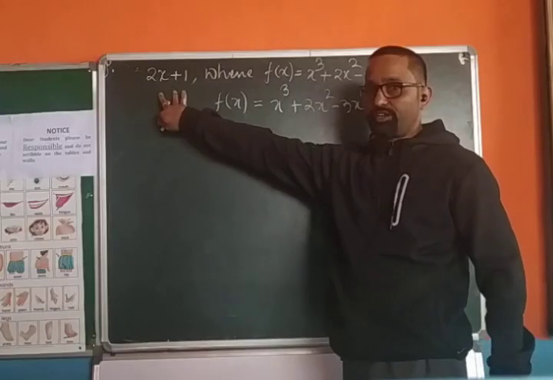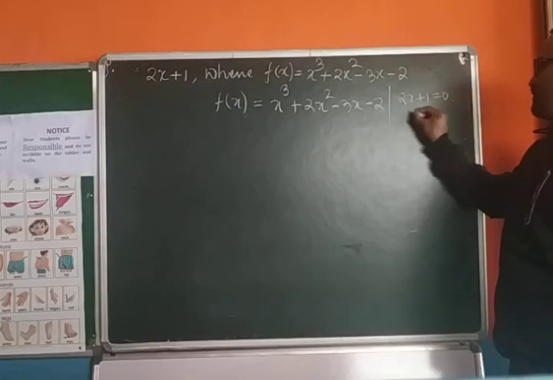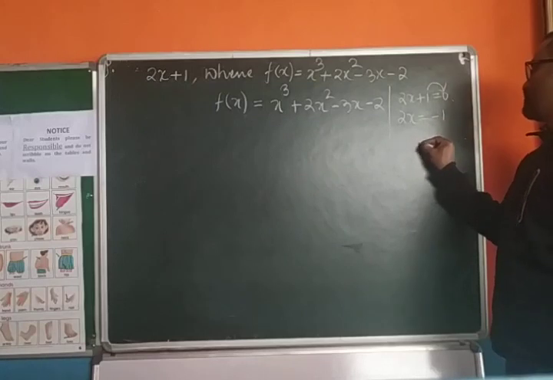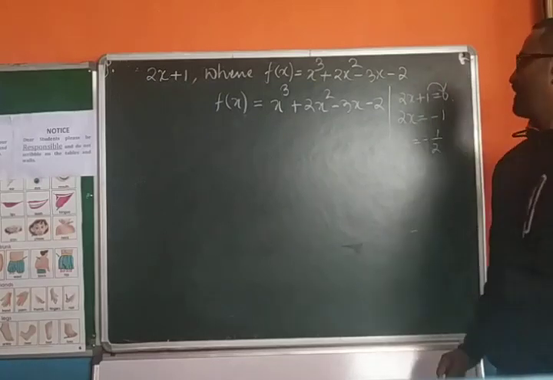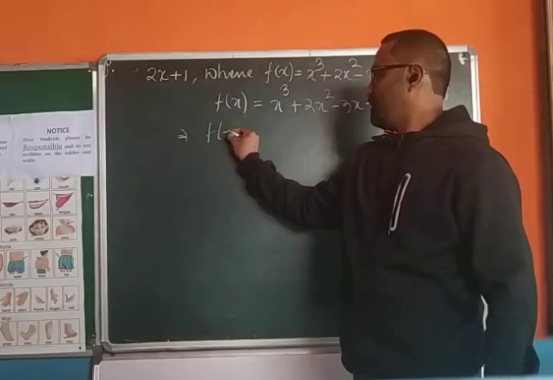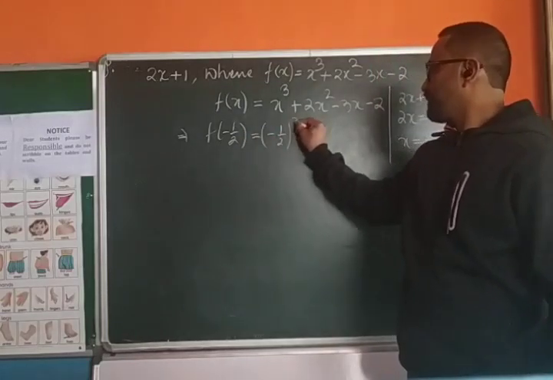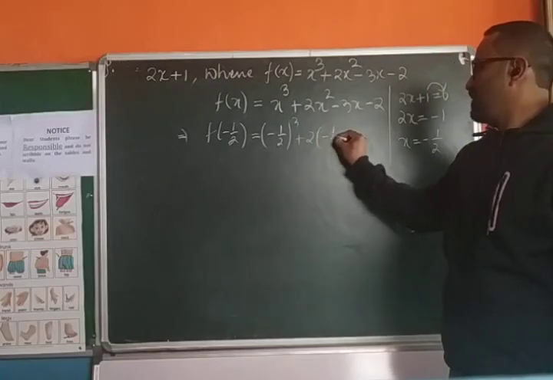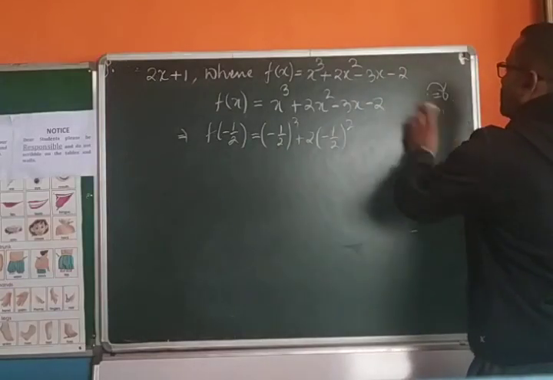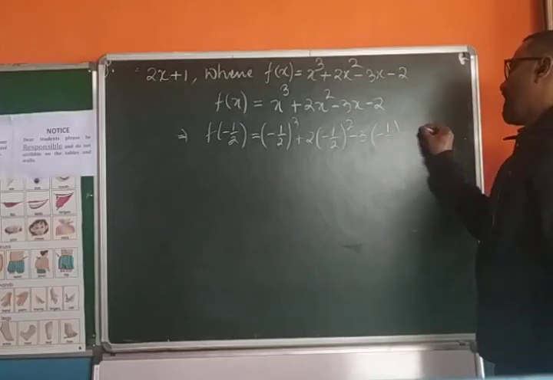The small equation, short equation, you write it at the side. 2x plus 1 equal to 0. 2x equal to, take 1 at the side, it is minus 1. x equals minus 1 by 2. Substitute f(minus 1 by 2): minus 1 by 2 cube, plus 2 minus 1 by 2 squared, minus 3 minus 1 by 2, minus 2.